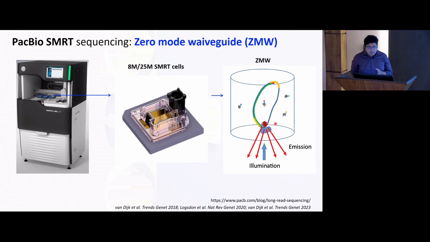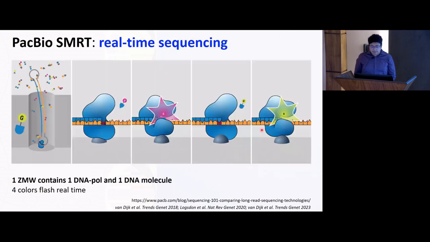So light will only hit this bottom portion of the ZMW. Then what happens is that you have a sea of these fluorescent tagged nucleotides, and at one point of time only one nucleotide is being added to the chain, and that is the point of time that light hits that nucleotide, it fluoresces, and you detect that signal. So at one point of time, one ZMW contains only one DNA poly and one DNA molecule, and all the colors flash in real time. This is how they could manage to see DNA poly live in action, one molecule at a time.